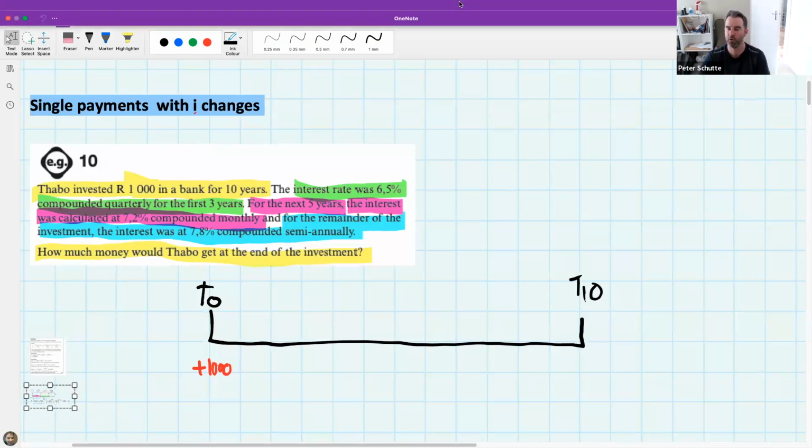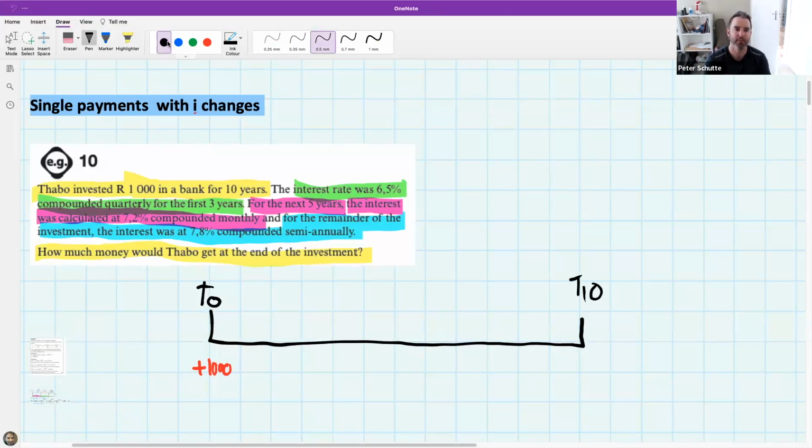So T10 and T0 are the two things, but now there's some other places along the timeline where things are important. So it says for 10 years, but the interest rate, so we look at the green one, the interest rate was 6.5% compounded quarterly. So I think that T3, now I'm not going to say too much other than T3 seems important. Now, what do you think is going to happen? What's the next point in the timeline that's going to be important? So you've kind of made use of the green one, but what about the next?